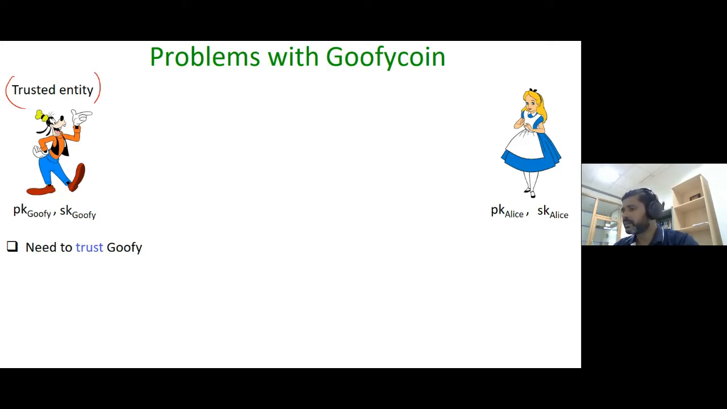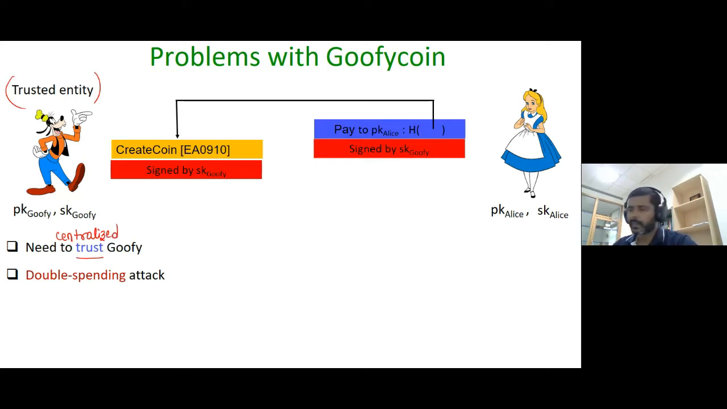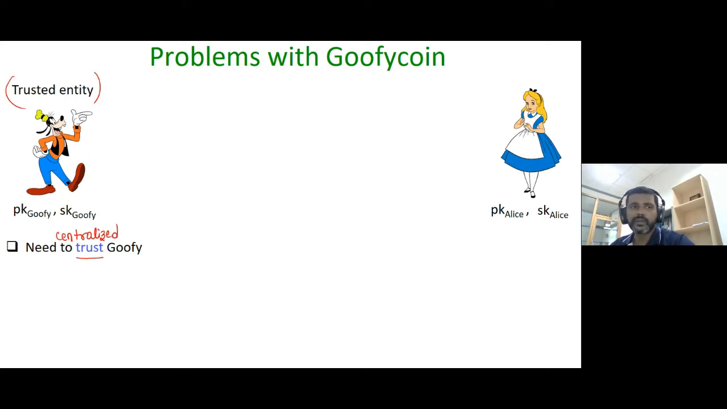So even though this looks like a good cryptocurrency, it has some problems. The first problem is that it is centralized. You have to put a lot of trust on Goofy, in the sense that it's only Goofy who can create new currencies. What if Goofy stops minting new coins? Or what if Goofy issues coins with the same serial number to multiple entities? How do they verify whether Goofy is cheating or not? So in that sense, it's not a decentralized system.